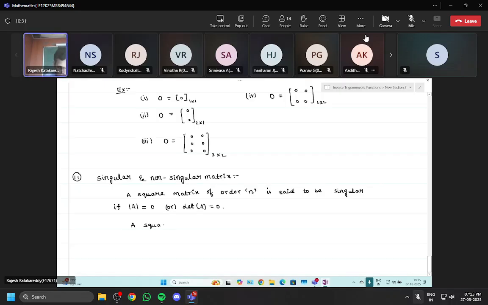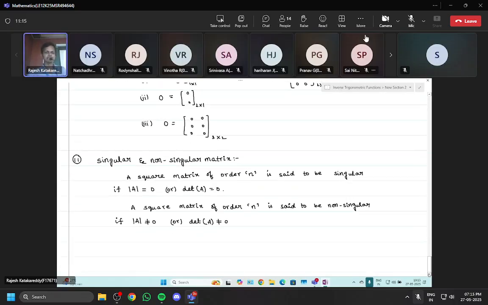A square matrix of order n is said to be non-singular if determinant of A is not equal to 0. Det of A is non-zero. Determinant is defined only for a square matrix. It is not defined for rectangular or different types of matrices.